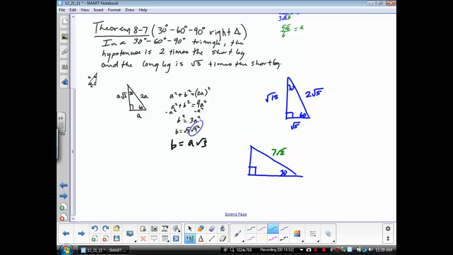Now what I know about the hypotenuse is that it's equal to 2 times the short leg. So if the short leg is a, this is 2a. So I set up an equation, 7 root 2 equals 2a. And I'm going to solve for a, which means I have to divide by 2 on both sides. So my short leg is going to be 7 root 2 over 2.